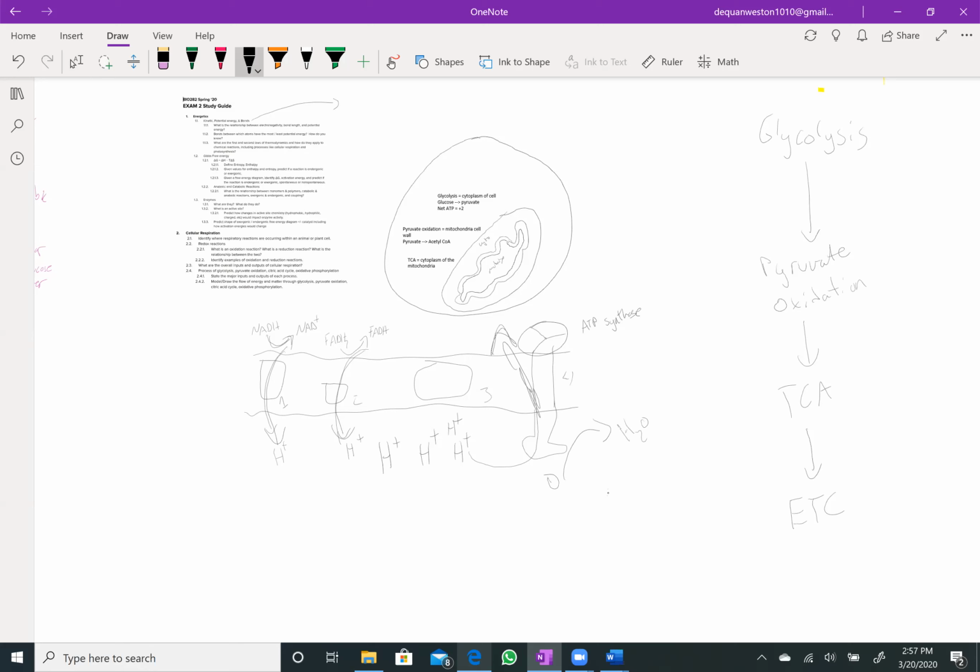Yeah, exactly. So the potential energy that's created from this buildup of hydrogens is used by ATP synthase. The energy of that gradient is used to convert an ADP to an ATP. Is that breaking ADP down into ATP?